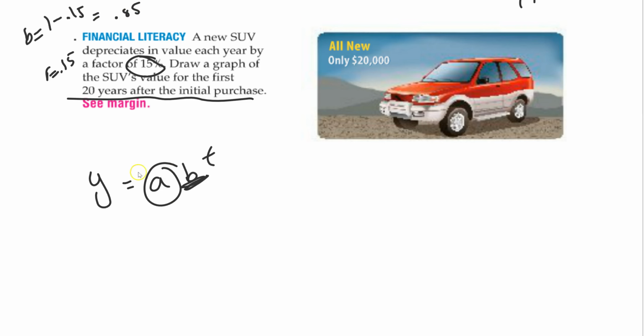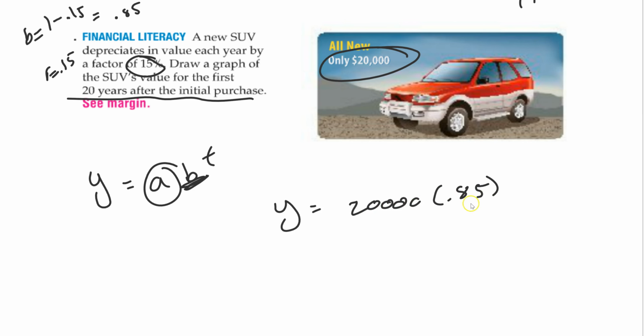And I need my initial value. It's kind of hard, I don't tell you here, it's in the picture. 20 grand. So y equals 20 grand times 0.85. So you only get to keep 0.85 of your value every single year. Where normally, when it's a growth, we get to keep more than 100%. That's the whole idea. In this case, we get to keep 85% of the value. If I want to graph it, it starts at $20,000 up here somewhere, and it's a decay, so it's going to go down. It's my terrible decay drawing.